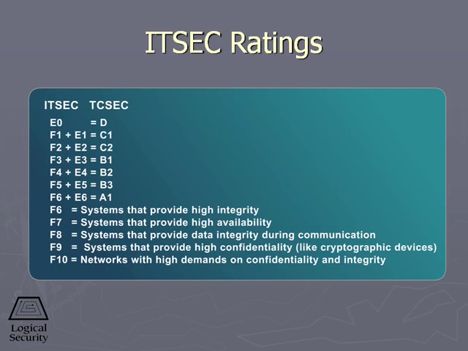F1 plus E1 equals C1, and you can see how they proceed and progress upward in security from there. Now, the ITSEC also extended the scale with F6 through F10 to provide higher levels of integrity, availability, and a higher level of confidentiality, including on a network. So those were some of the additional enhancements that ITSEC provided to TCSEC.